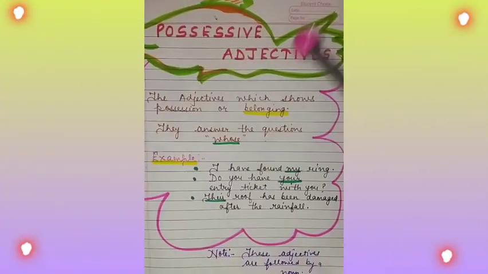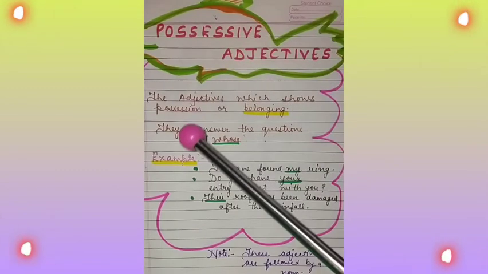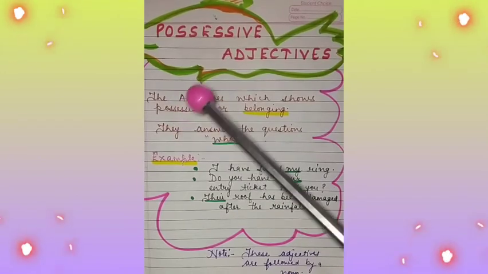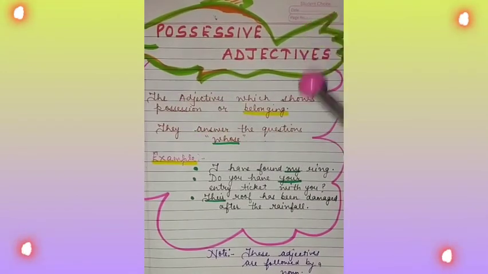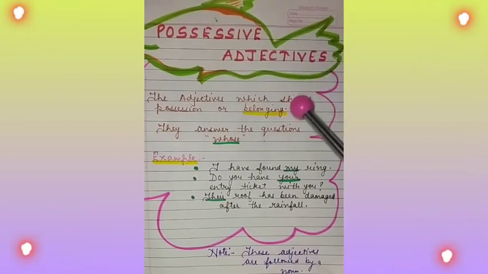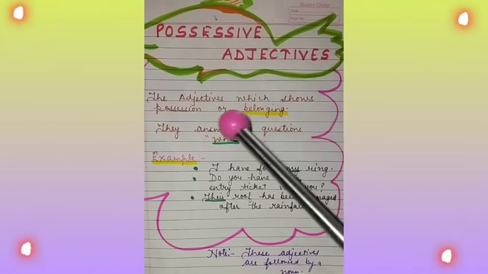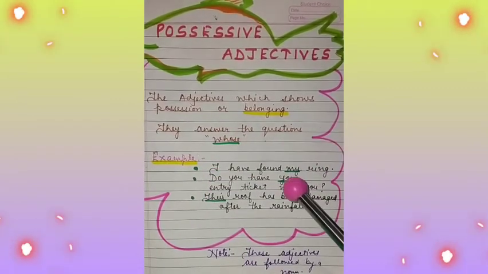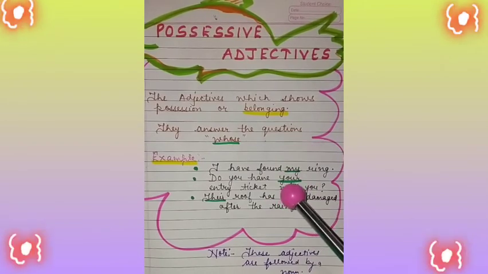This is the last kind of adjective, possessive adjectives. It shows the belonging of a person or a thing. The adjectives which show possession or belonging are called possessive adjectives. This is the definition for possessive adjectives. They answer the question whose. For example, I have found my ring. Whose ring? My ring. It shows the belonging also.